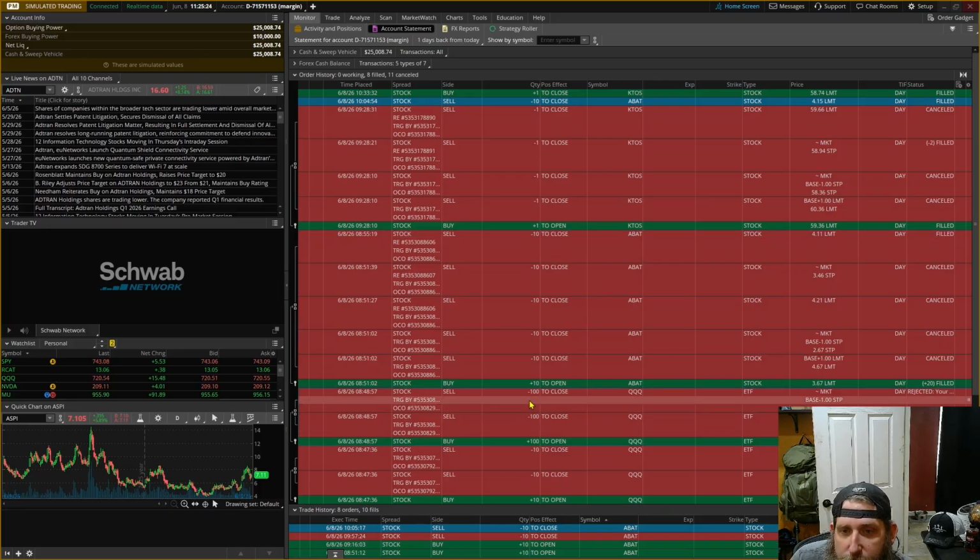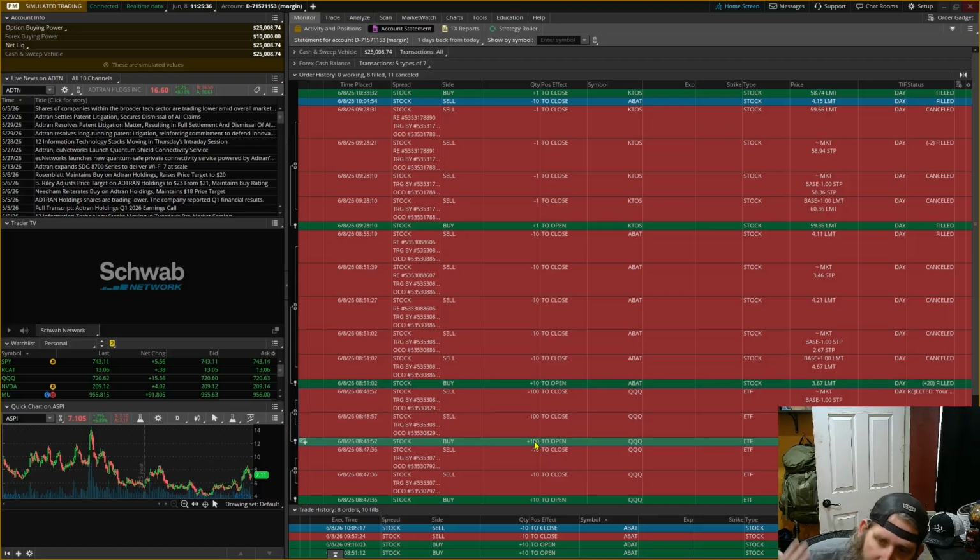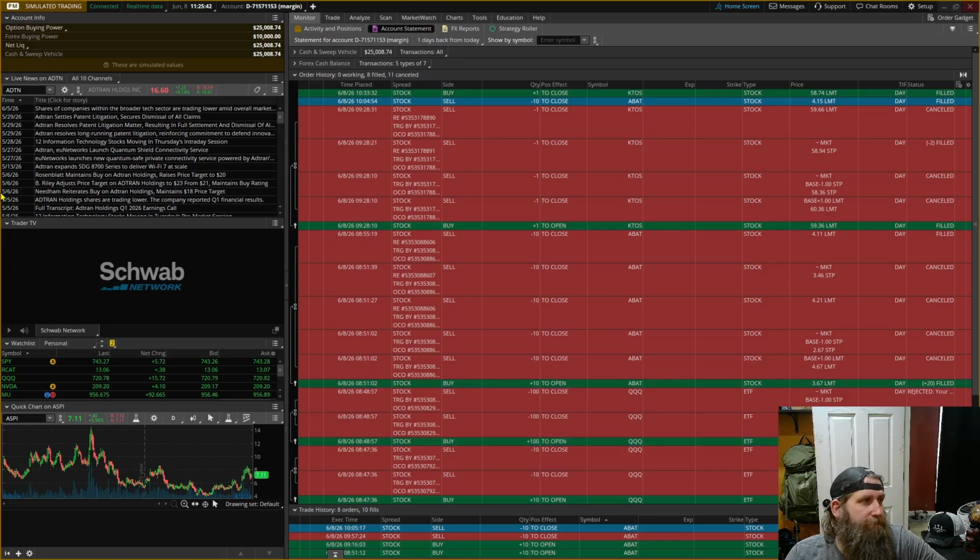You'll see down here this minus 100, plus 100. These were rejected. These were some accidental clicks I had dealing with the triple Q. You can see I tried to buy 100 of them. Once again, order management, still learning what I'm doing. Big mistakes on that stuff today. But closing out with a profit for today, so I can't be too upset with that.